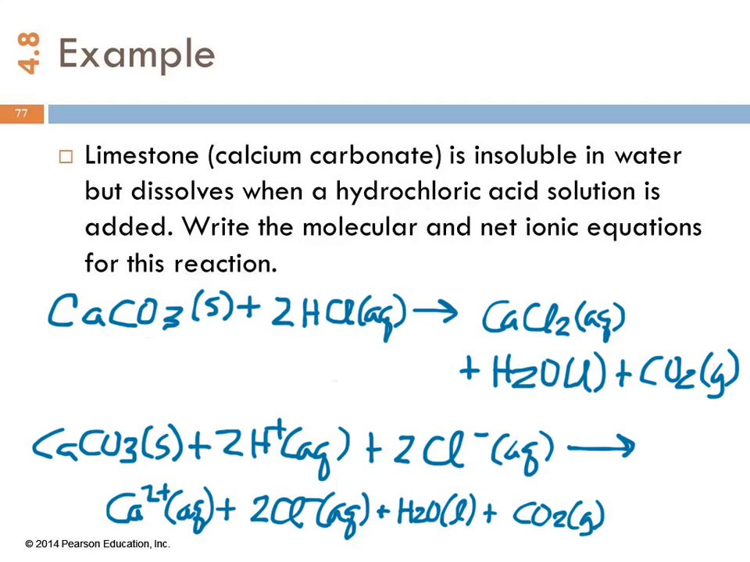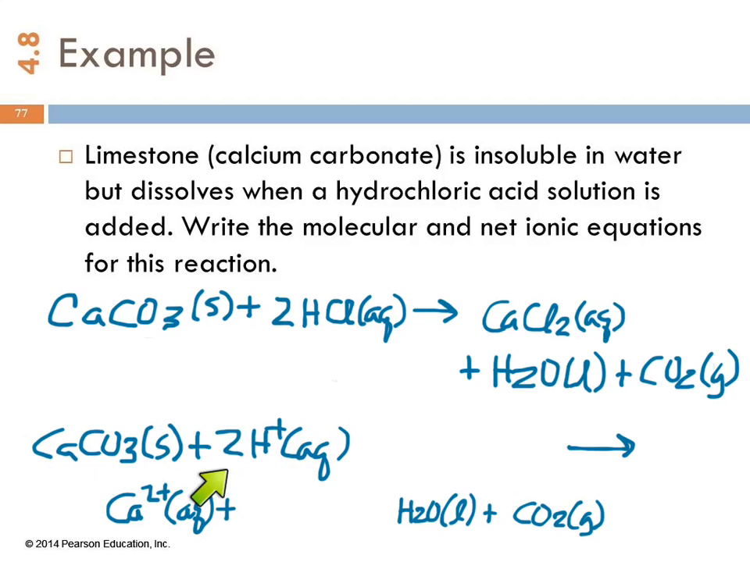So now what we need to do is get rid of the spectators. Is there anybody that's the same on both sides? Just the chloride, right? So what I'm going to do is I'm just going to go erase him, because I don't have room to write all this over again. So I got rid of the chloride there, and I got rid of the chloride here. So it looks a little weird, but it's correct. So the net ionic equation here is calcium carbonate plus hydrogen ions gives us calcium ions and water and carbon dioxide.